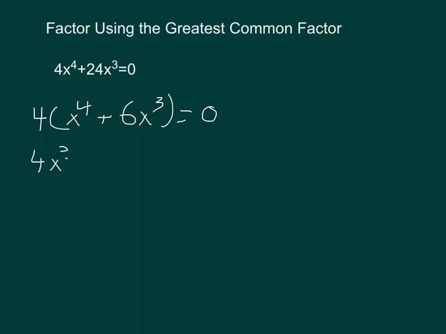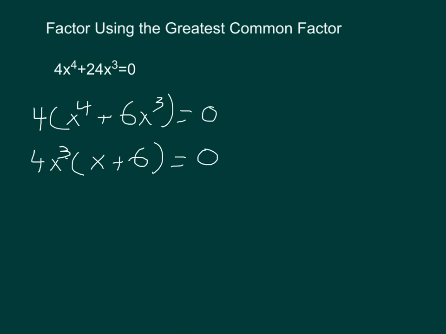multiplying that 4. When I take 3 x's away from x to the 4th, I have to remember that that's multiplication. So I originally had 4 x's multiplying together. I just took 3 away. I'm left with just 1. When I take the 3 x's out of 6x to the 3rd, well, that's all that there was left. So I'm left with 4x cubed times x plus 6 equals 0.